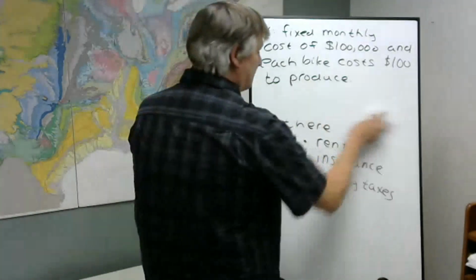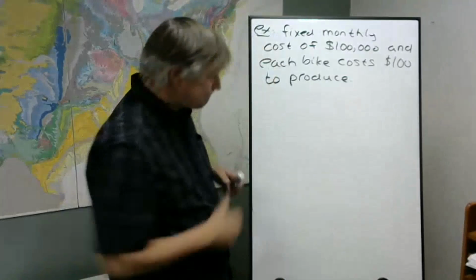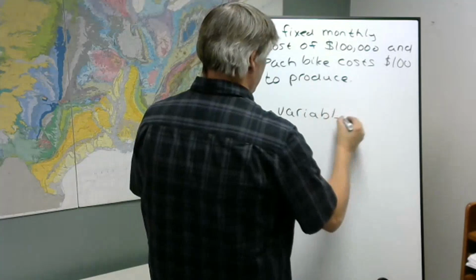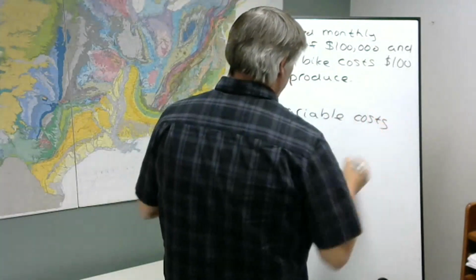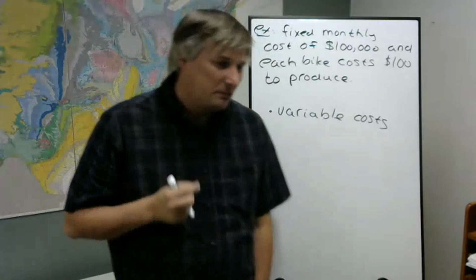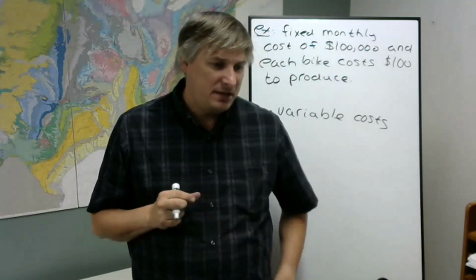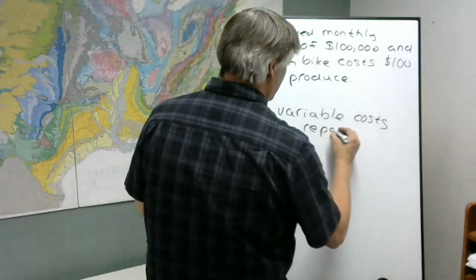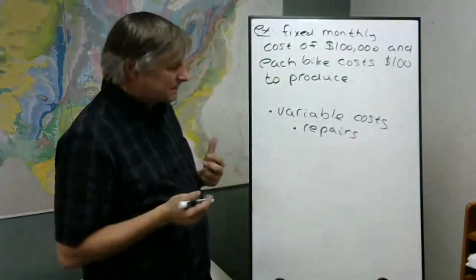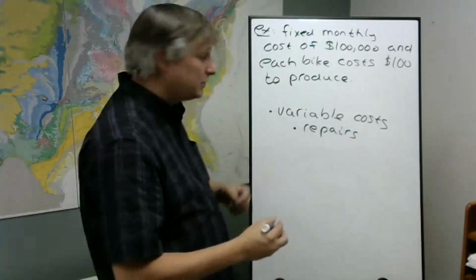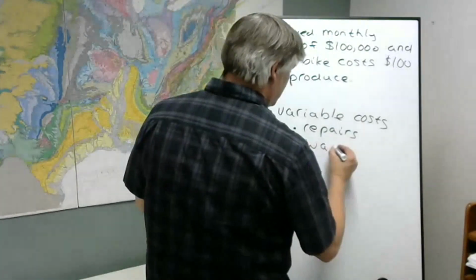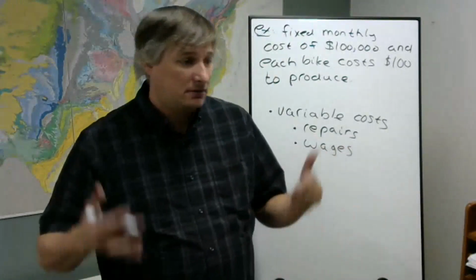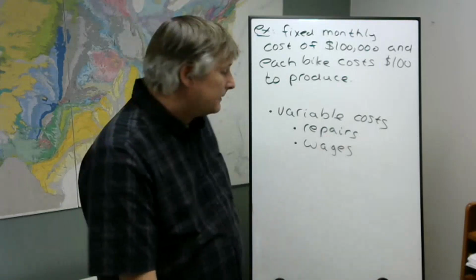The other kind are variable costs. And depending on what you're doing, it could be, say, like repairs, because if you're not producing anything, you might not need to do repairs. You know, things get broken. Wages. If you're paying people hourly, the more people working, the higher your cost. The fewer people working, the lower your cost, or the shorter hours.